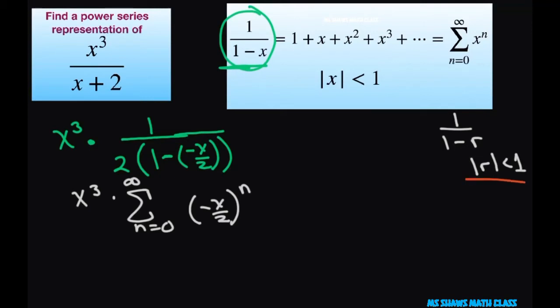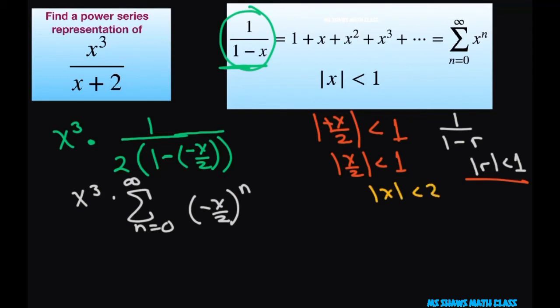Looking at this, we have the absolute value of negative x divided by 2 must be less than 1. So the absolute value of x divided by 2 is less than 1, just changing that to a positive because the absolute value of a negative is positive. So the absolute value of x is less than 2 when you multiply both sides of the inequality by 2. So our interval of convergence is negative 2 to 2 by definition of that.